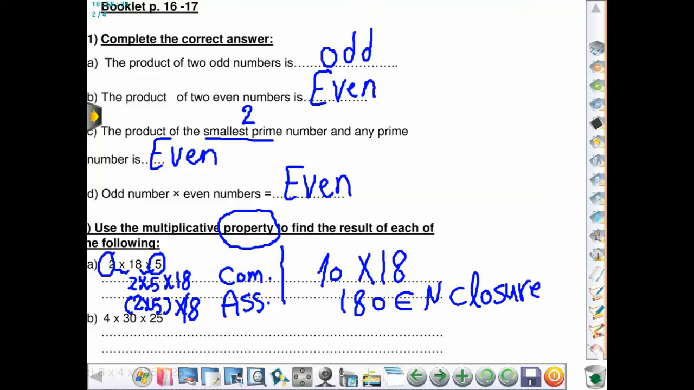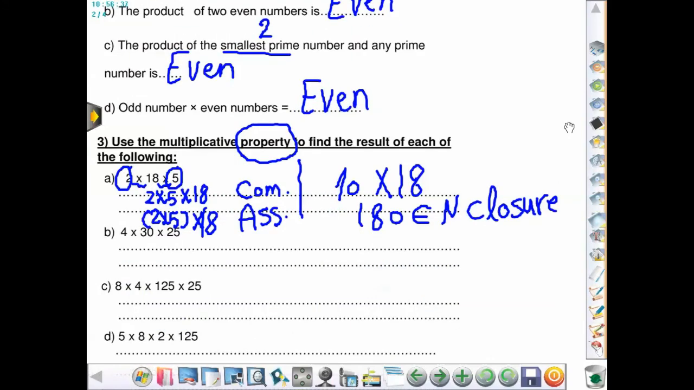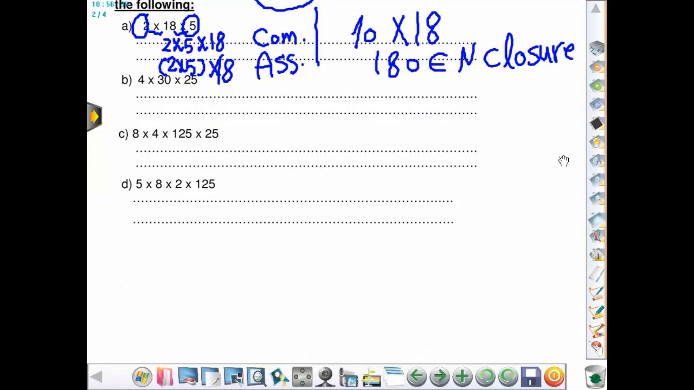Let's go to another exercise, in the same page. Our exercise is letter D. By the way, you can solve all your exercises, and if you have any problem, you can send it to me. Letter D. We have 5 multiply 8 multiply 2 multiply 125.